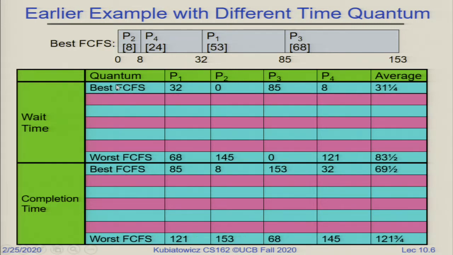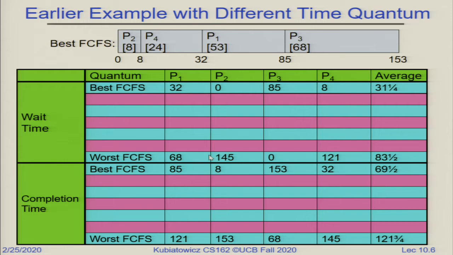And so the best first come, first serve, for instance, comes up here as an example where the average wait time is 31.25. Notice P2 has a wait time of 0 because it starts right away. Is everybody with me on this? And so we can lay this out and figure out the average wait time. But if we do the worst first come, first serve, which is what? Well, you put the longest one first and you work your way through. The average wait time there is 83.5. So you see there's a big difference in average wait times just by rearranging.